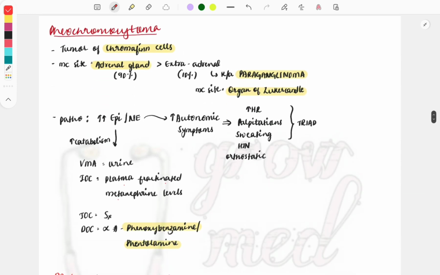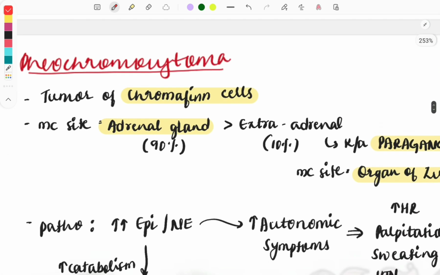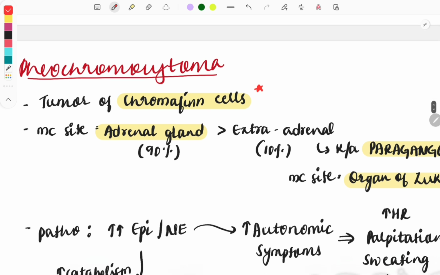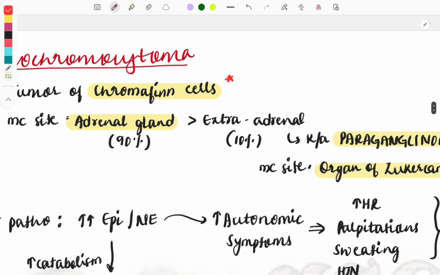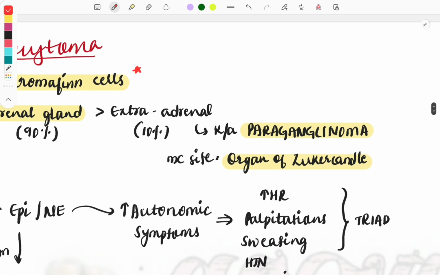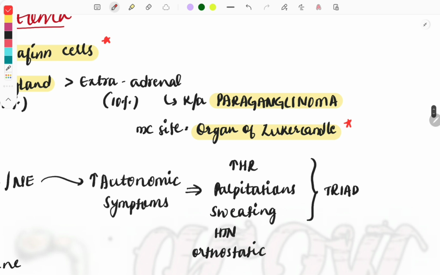Then moving on to pheochromocytoma, again a repeat topic, and if at all you have solved the PYQs, then you might have come across a lot of questions regarding this pheochromocytoma. So the location is that it is a tumor of the chromaffin cells. So a PYQ was asked that a pheochromocytoma arises from which of the following cells. And the most common site is the adrenal gland, whereas 10% can be present even extra-adrenal, and this is known as the paraganglioma. And the most common site of the extra-adrenal location is the organ of Zuckerkandl. Okay, so this was also a PYQ.